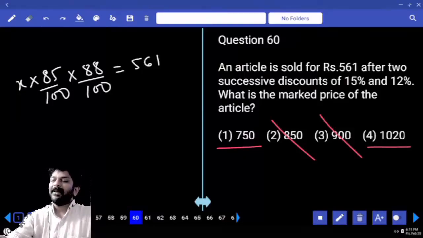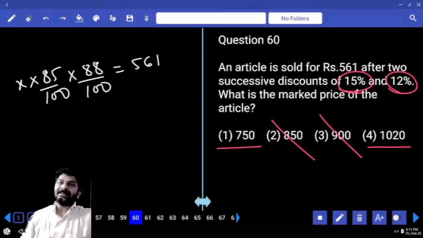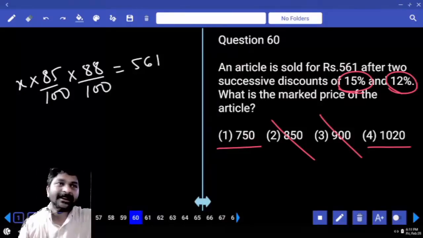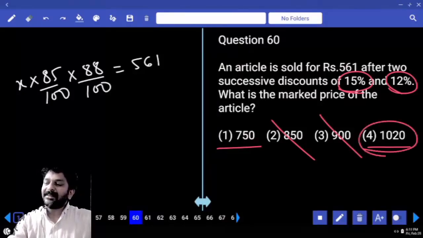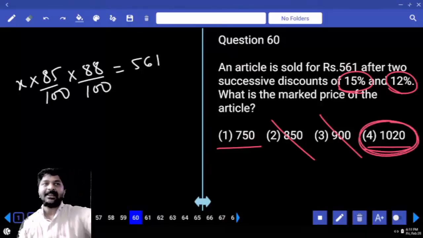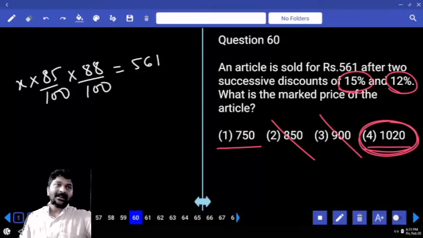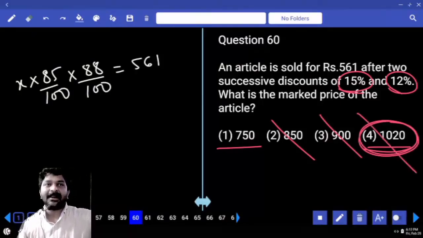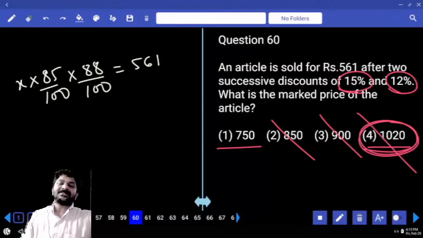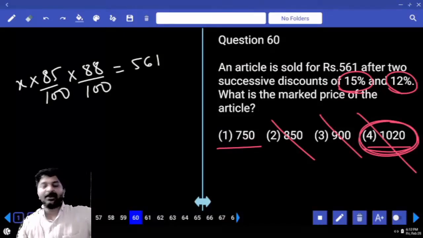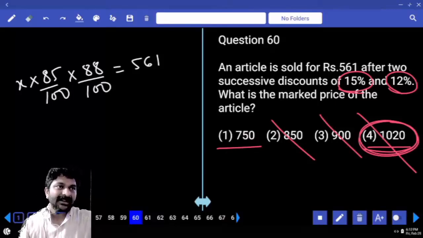But now, if two discounts are there, 15% and then 12%, overall it will be approximately 27%, correct? If you give 27% discount on 1020, value should become 730 or 715 here about, correct? But here we have 561, so it is an upper end, so fourth cannot be your answer, first should be your final answer. Otherwise you have to go for manual cancellation. That takes time. Hope you got it.